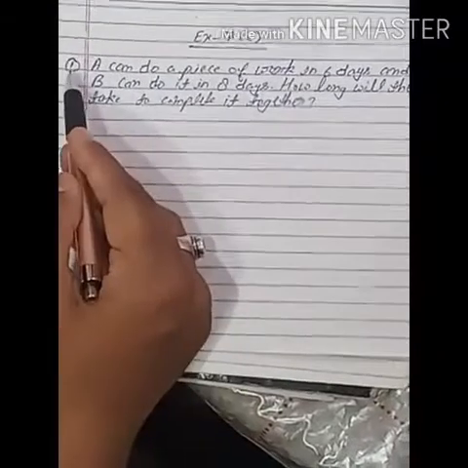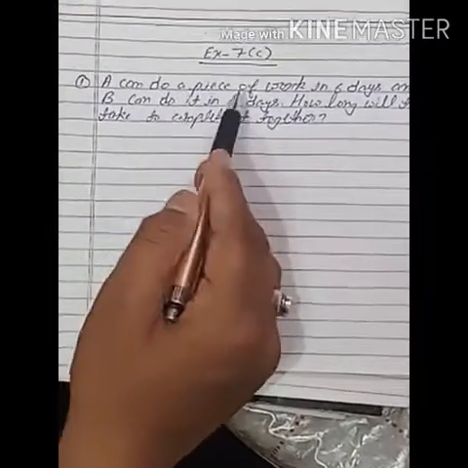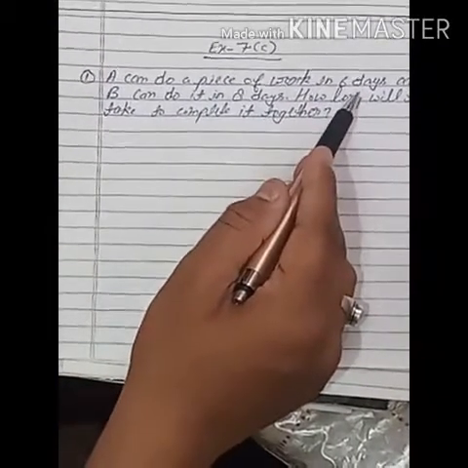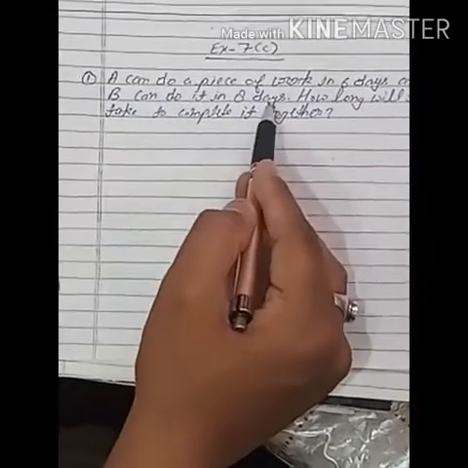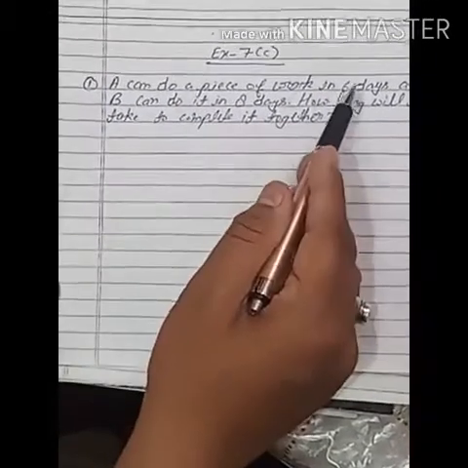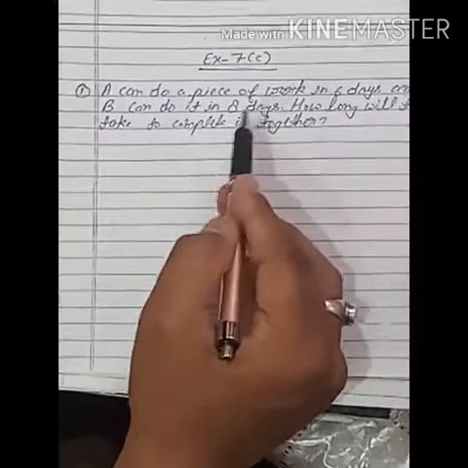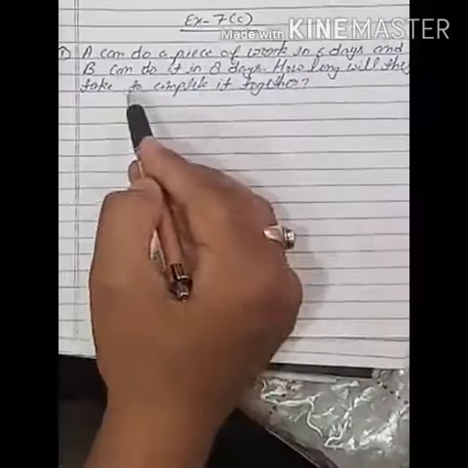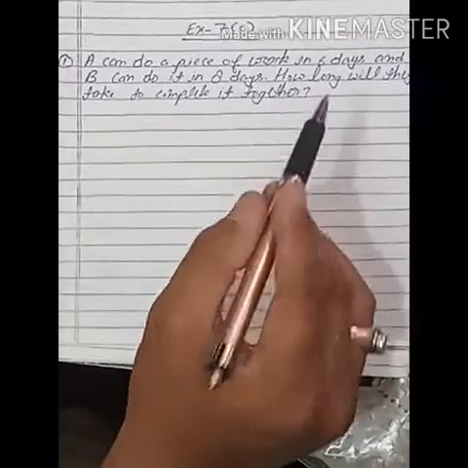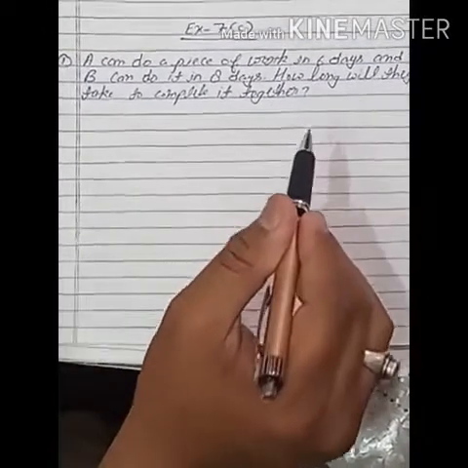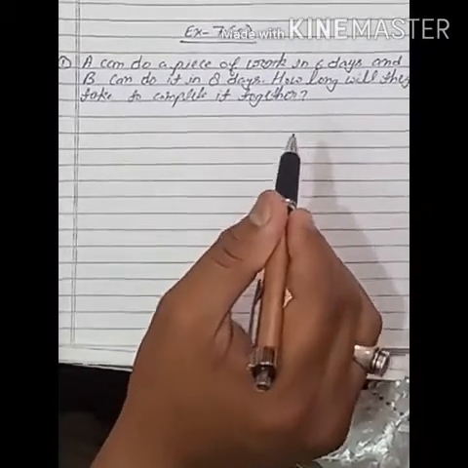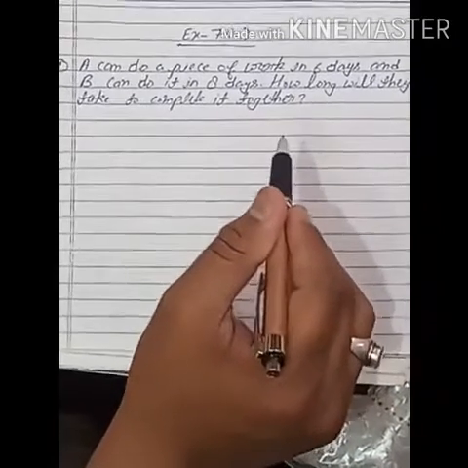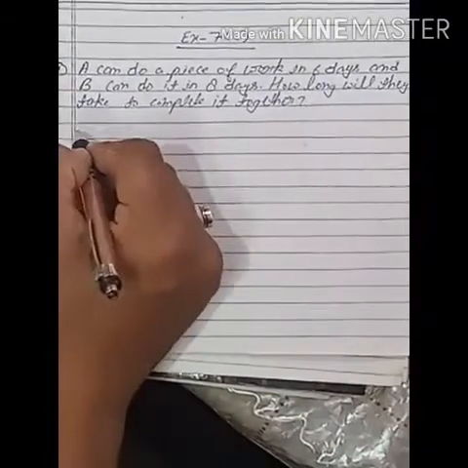So first sum is: A can do a piece of work in 6 days and B can do it in 8 days. A is taking 6 days to complete the work and B is taking 8 days to complete the work. How long will they take to complete it together? If they work together, how many days will they take to complete the work? This we have to find. So what is given?